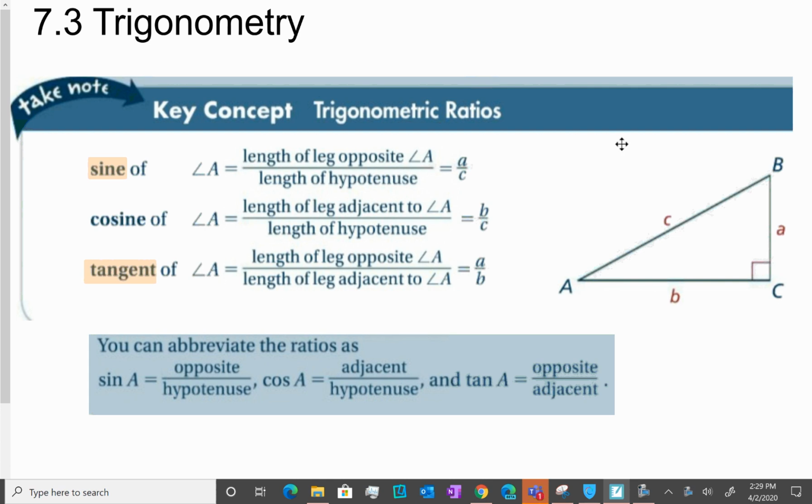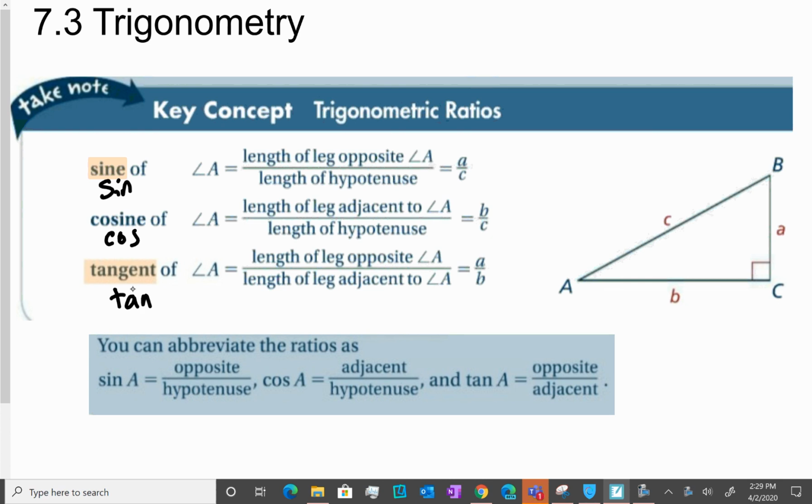All right, so in section 3, we're going to talk about trigonometry. In trigonometry, we have these functions, these trigonometric ratios called sine, which you can just write as sin, so that means sine. And then we have cosine, which is cos. And then we have tangent, which is tan.